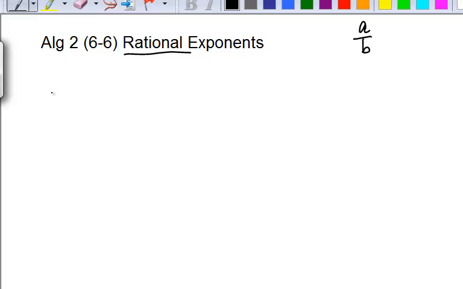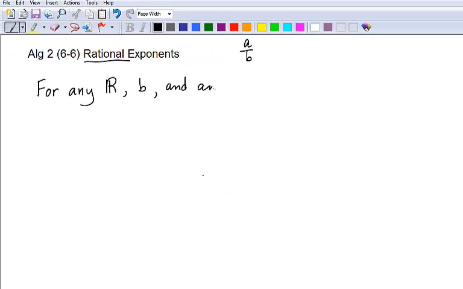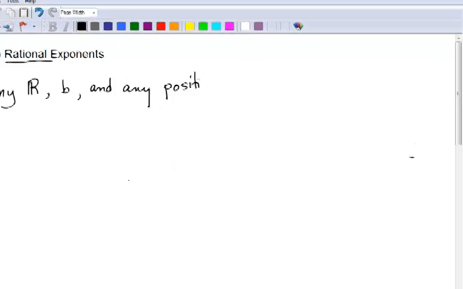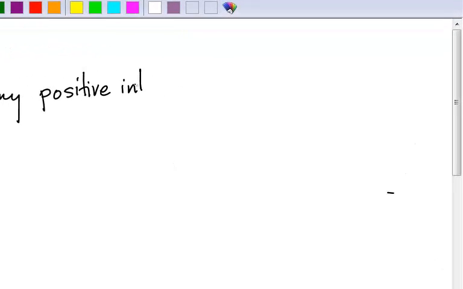For any real number, use the double bar R for real number, and they're using b, and any positive integer. When they use the word integer, they're saying 0, 1, 2, 3, dot, dot, dot, negative 1, negative 2, negative 3.